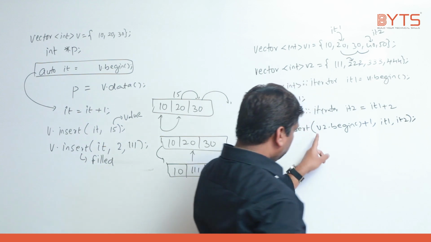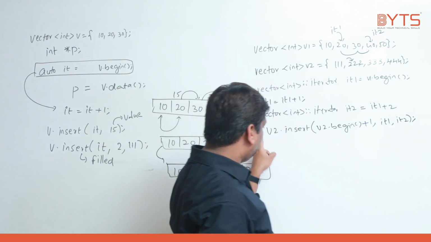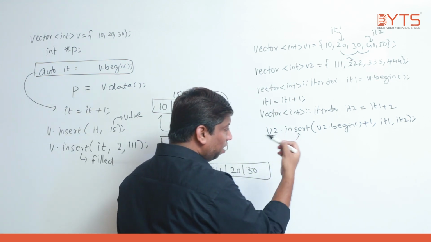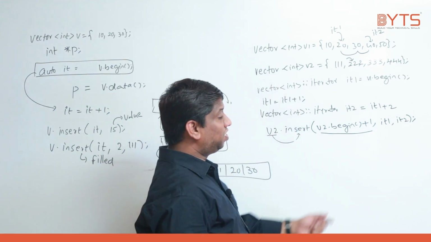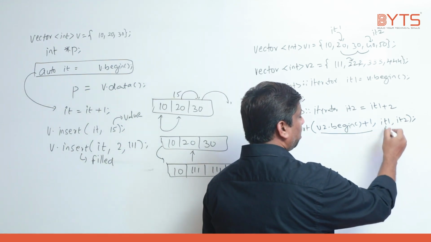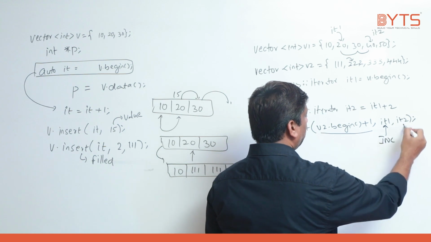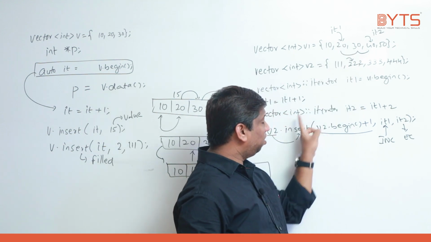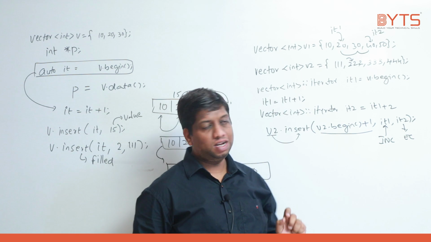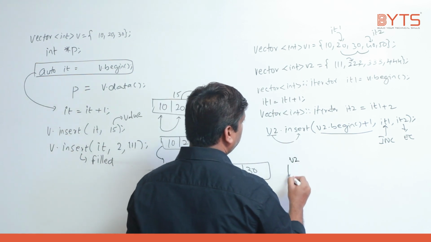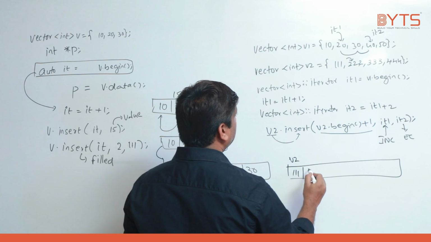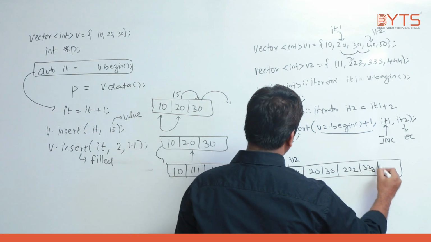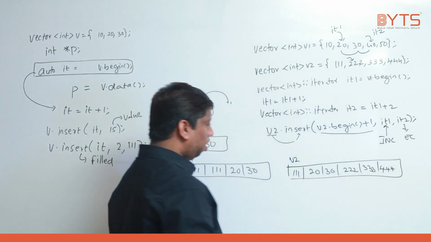What is the meaning? Into this vector, we need to insert at this position with this range. Always understand that it1 is inclusive, it2 is exclusive. From it1 to it2, we insert the elements into this vector at the given position. So what will be the output in v2 now? First value 111, next 20, next 30, next 222, 333, 444. I hope this is very clear.